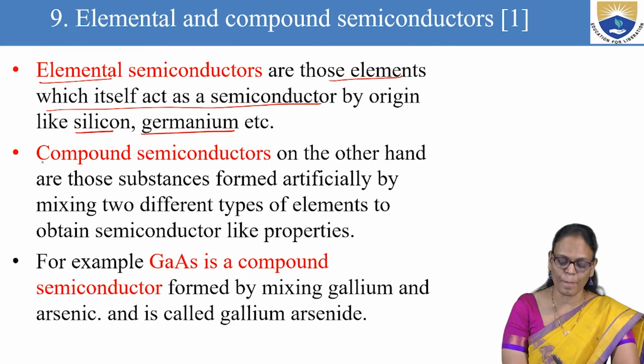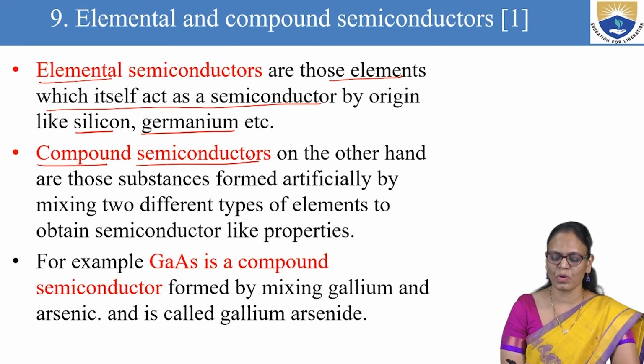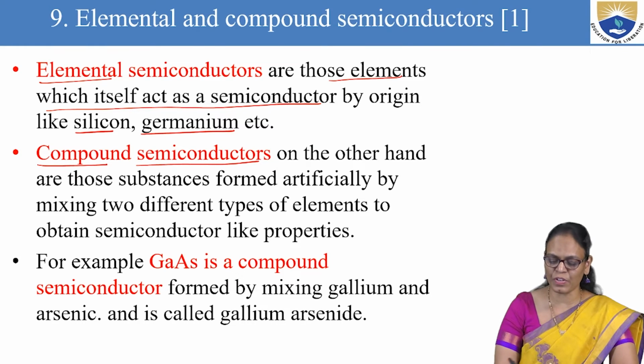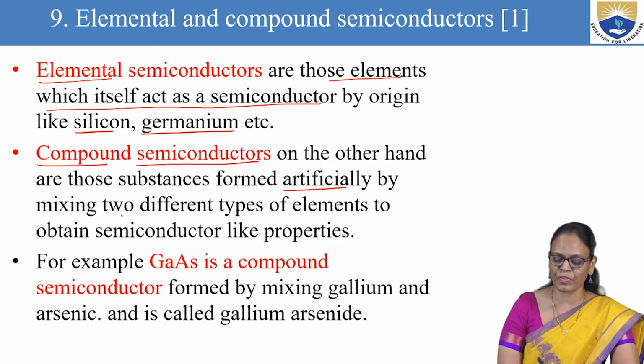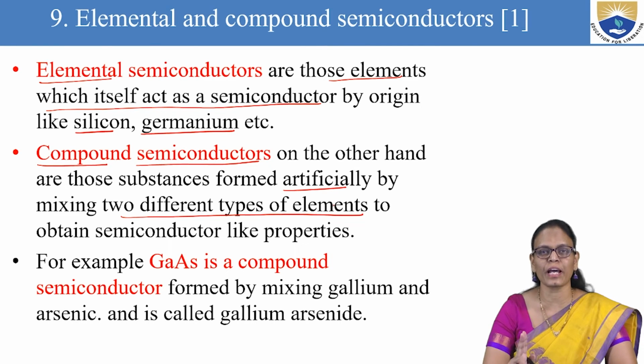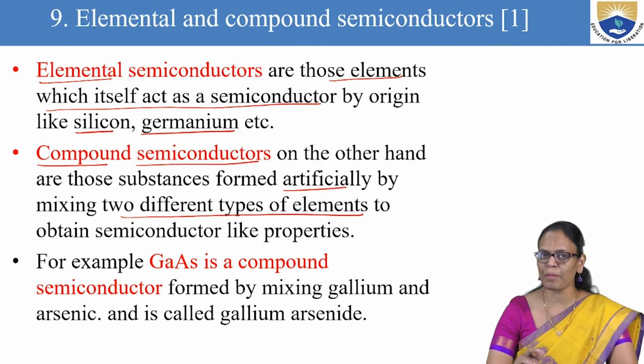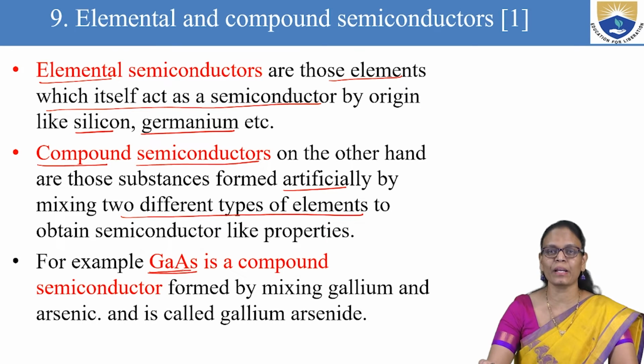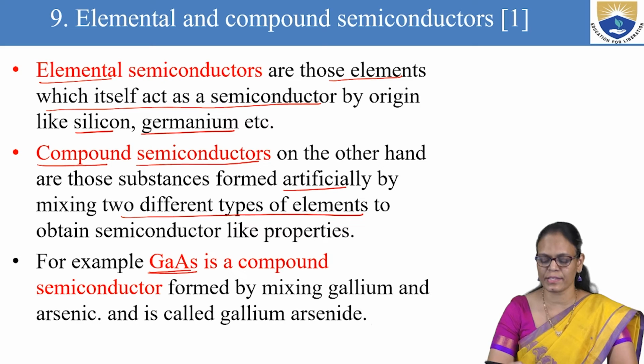Now when it comes to compound semiconductors, how are they formed? They are formed artificially by mixing two different types of elements. You take two different types of elements and combine them together, then you get a compound semiconductor. What are the examples? Gallium arsenide, gallium indium phosphide. All these are examples of compound semiconductors. The name compound itself says that it is a mix of two different elements.